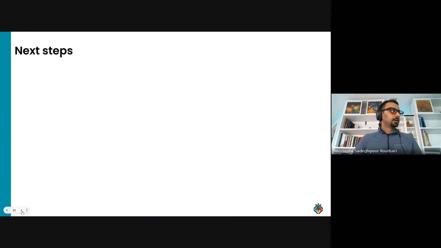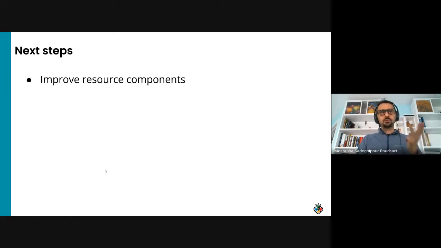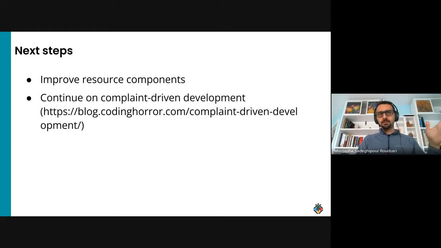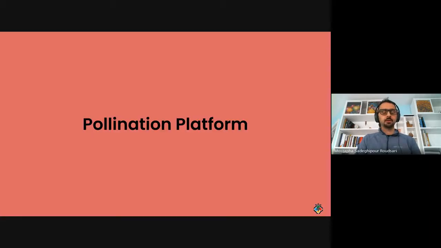Then, next steps are to improve the resource components, as I said, the schedule set, construction set, all those, to have a better connection between Rhino and Grasshopper. And then the same, complaint-driven development. Let us know what you need, what's the part that really bothers you, or what's the part that you like and you want to be better. We'll be happy to help you with that.